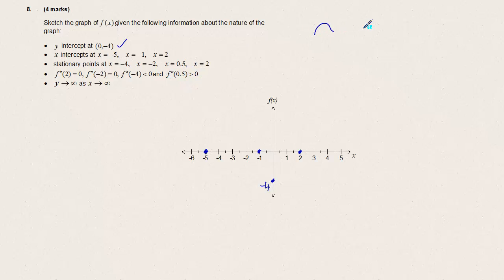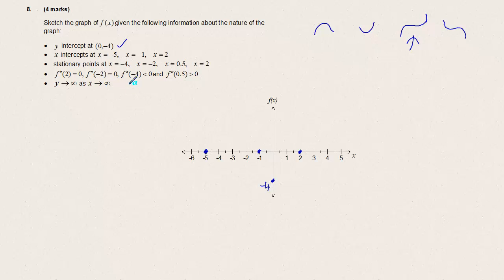Now they could be any of the three types. Remember, this one could go that way or that way. So max, min, horizontal point of inflection. The second derivative at 2 is 0, and that probably indicates that at 2 we're going to have a horizontal point of inflection. And that's also the case at -2. So this one here is an intercept as well, so there's going to be a point of inflection here.